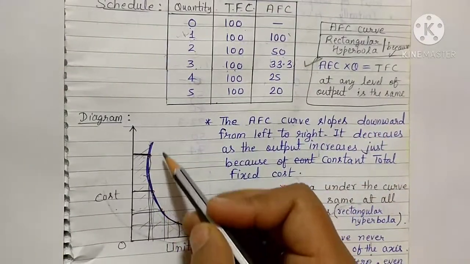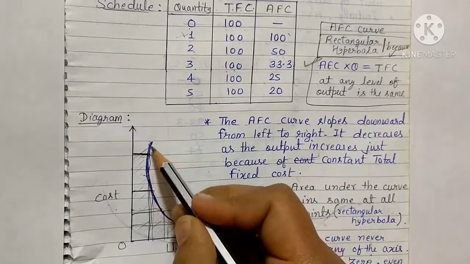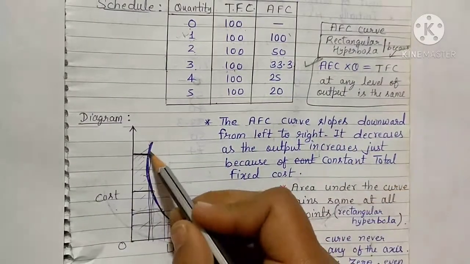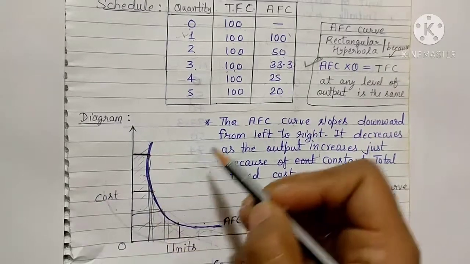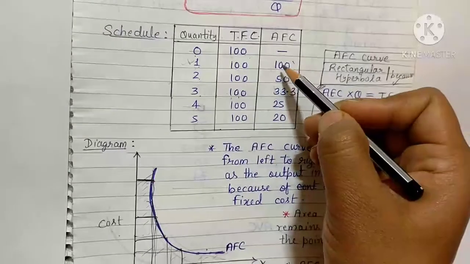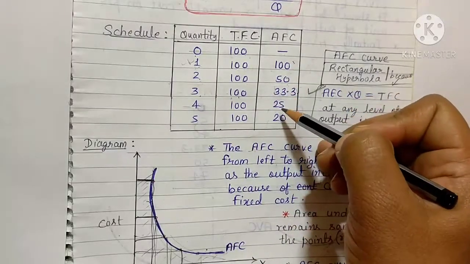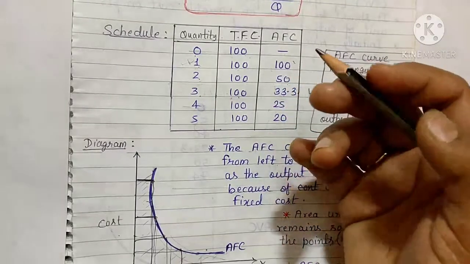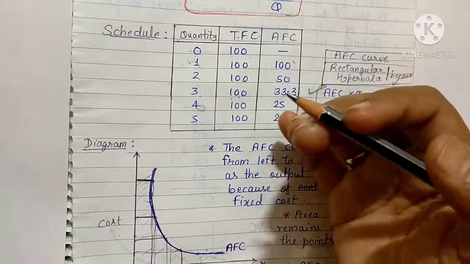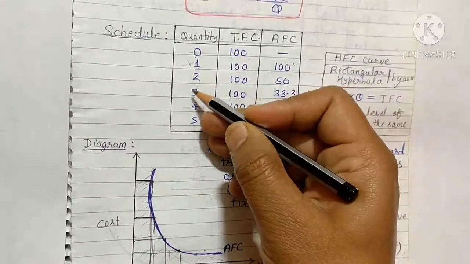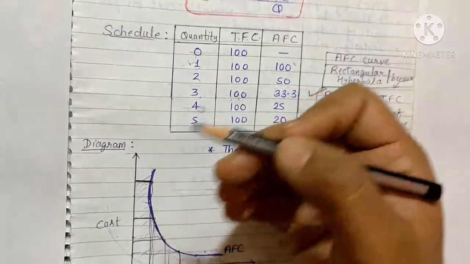What is the slope of the AFC curve? It slopes from left to right, downward. And remember, it decreases as the output increases. You can see here, output is increasing 1, 2, 3, 4, 5, so average fixed cost is decreasing. When we are starting our business, our total cost comes more, so average fixed cost will come more. As soon as we increase our output and produce more units, what happens?